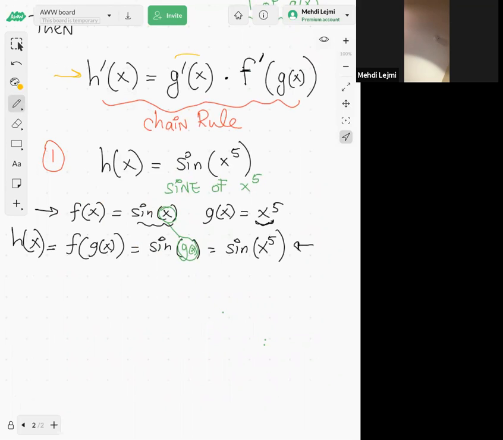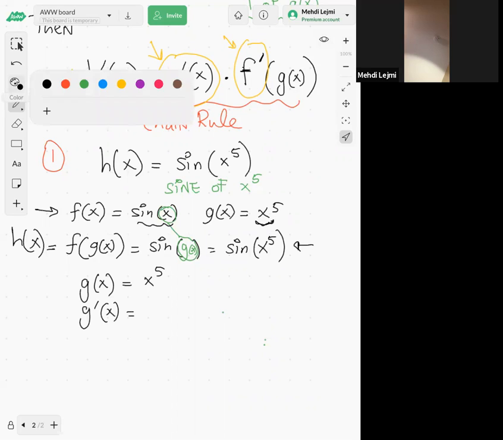So in the chain rule, I need g prime and I need f prime of g. First we said we need g prime. Well, my g is x to the power 5. So what will be g prime of x? Well, that's the power rule. It's just 5x to the 4th. You subtract 1 from the power. All right, so that's my g prime.